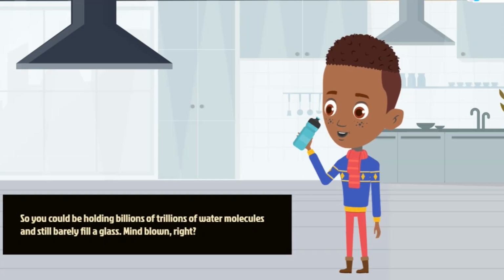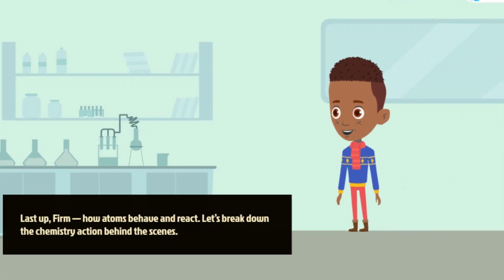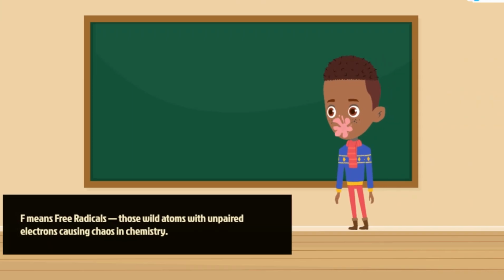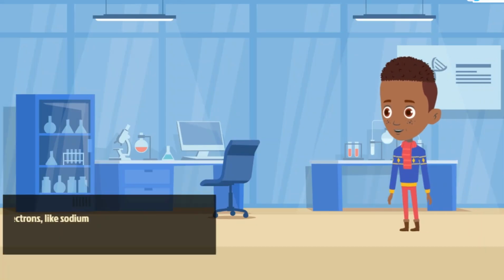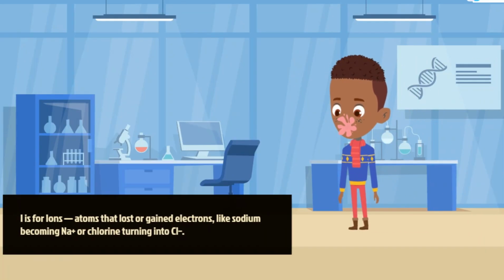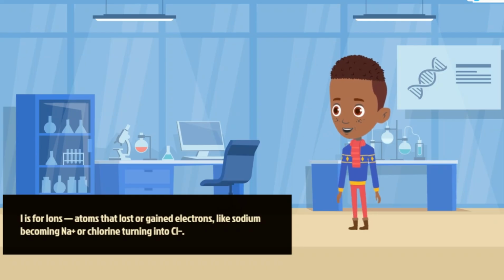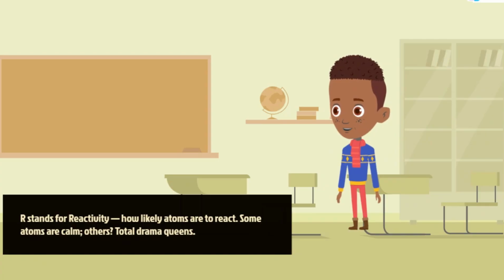Mind blown, right? Last up, firm: how atoms behave and react. Let's break down the chemistry action behind the scenes. F means free radicals, those wild atoms with unpaired electrons causing chaos in chemistry. I is for ions, atoms that lost or gained electrons, like sodium becoming Na+ or chlorine turning into Cl-. R stands for reactivity, how likely atoms are to react.